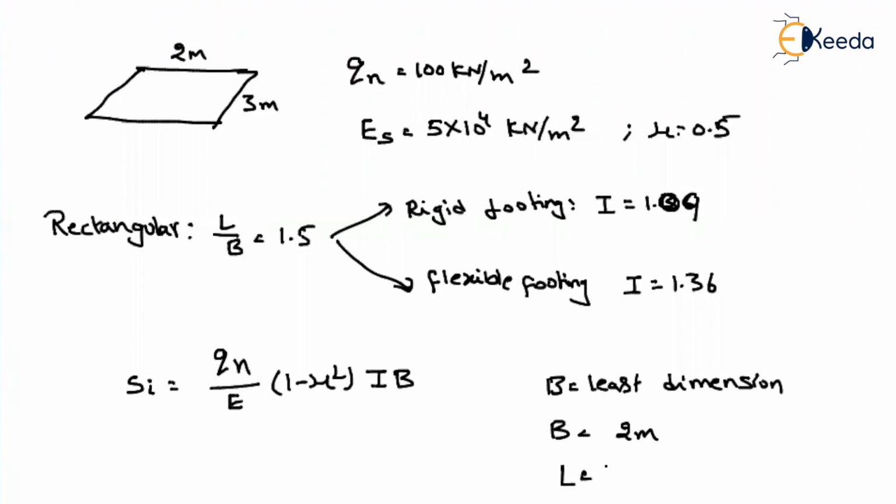Then what about the length? Length will be 3 meter. And then what about the L by B ratio? L by B is 3 by 2, which is equal to 1.5. So corresponding to 1.5, for a rigid footing I is 1.09, and for a flexible footing 1.36. That's it. Now let us find out in two cases.